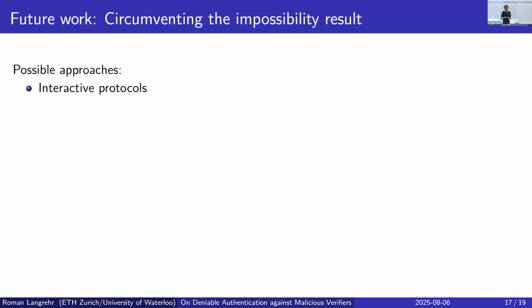Okay, so this, I think, leaves interesting directions for future work. And I think the most interesting problem is, of course, to circumvent our impossibility result. And I think there are several possible approaches. The first one would be to consider interactive protocols. I think this should be fairly easy because then you can use an interactive proof of knowledge instead of an ISIC, and then you shouldn't have these problems.